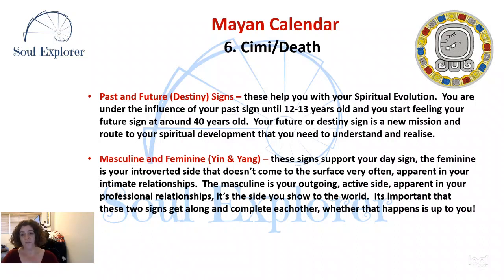Okay, so your past and your future signs help you a lot with your spiritual evolution. You're under the influence of the past sign from all of childhood till you're about 13, give or take a few years, depends on the person. And you start feeling your future sign at around 40 years old. So your future destiny sign is like a new mission and a route to your spiritual development that you need to understand and realize, which is sort of added to your life around the 40-ish age bracket, give or take a year or two, again, depending on the person.